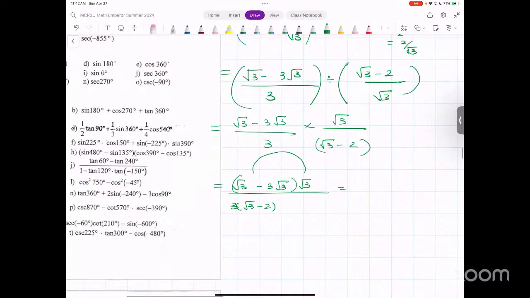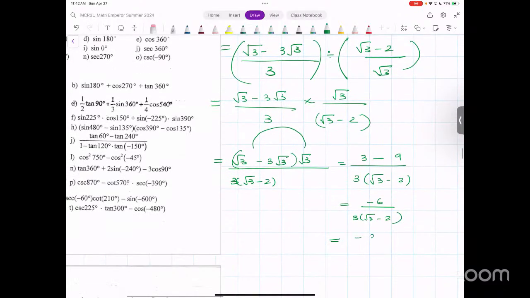Root 3 times root 3 is 3. Root 3 times root 3 is 3. And then 3 times 3 is going to be 9. Over 3 times root 3 minus 2. Negative 6 over 3 times root 3 minus 2. I can simplify that. It's going to be negative 2 over root 3 minus 2.